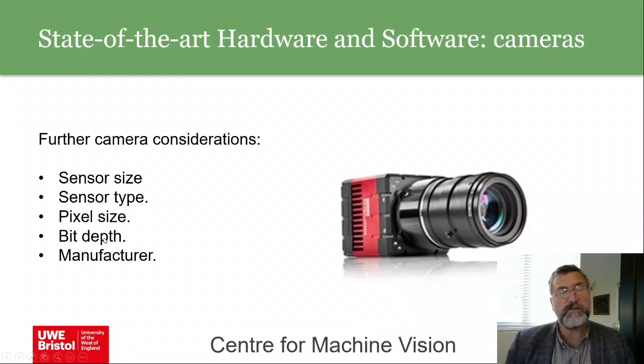Bit depth, in the case of a monochrome camera, would be the number of gray levels, which if you had an 8-bit camera would be 256, which to be honest, a lot of the time is enough for a lot of our industrial applications.